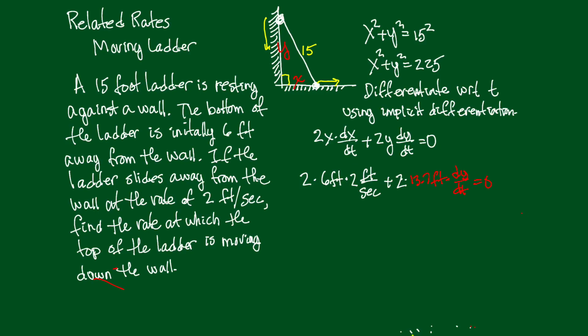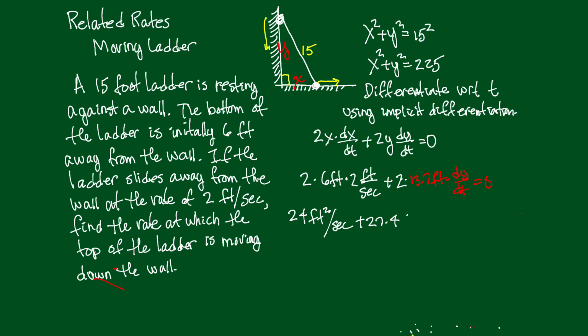So let's simplify a bit. Let's make some multiplications. 2 times 6 is 12, times 2 is 24. So we will get 24, and then what about units? Feet times feet per second, so this is going to be square feet per second, plus 2 times 13.7, which is 27.4. And then we just have feet. We don't know the units of that one yet, but that's going to be feet. But let's hold on to that for a minute.